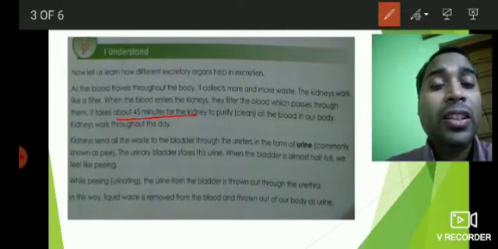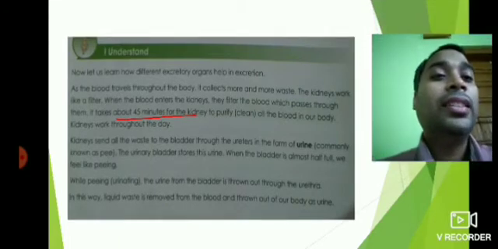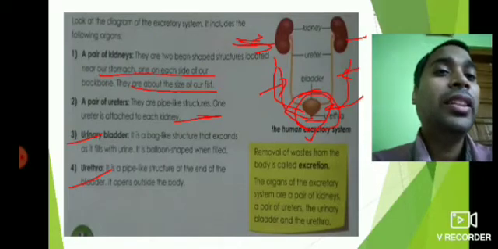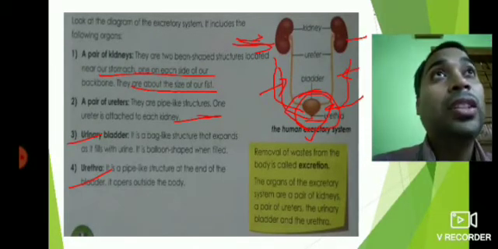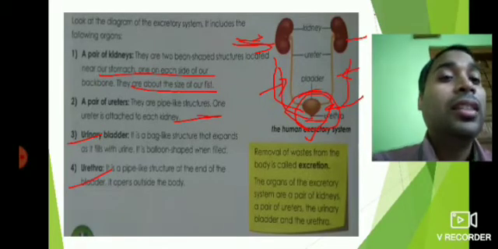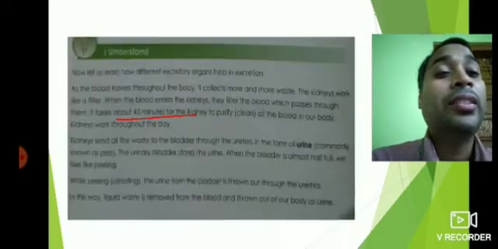Kidneys send all the waste to the bladder through the ureters. We have already discussed that the kidneys send the liquid waste through the ureters to the urinary bladder, where it is stored temporarily and then removed from the bladder with the help of the small opening known as the urethra.